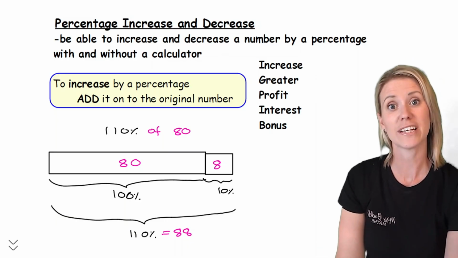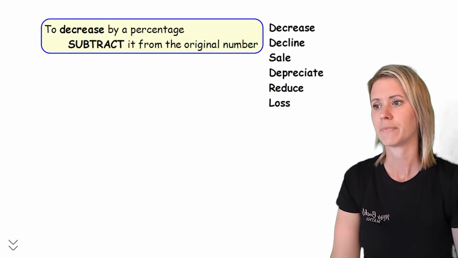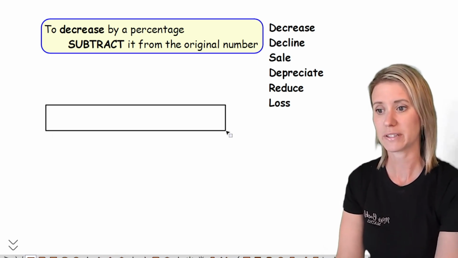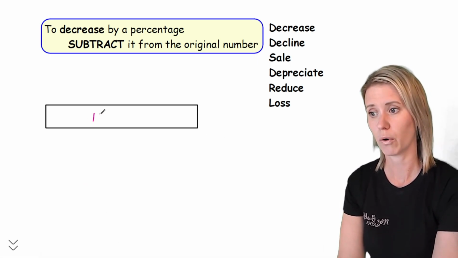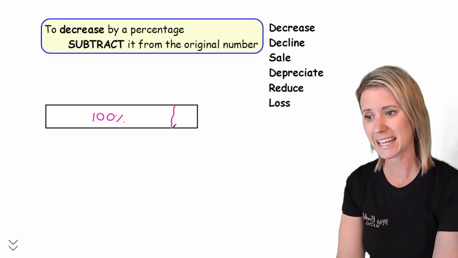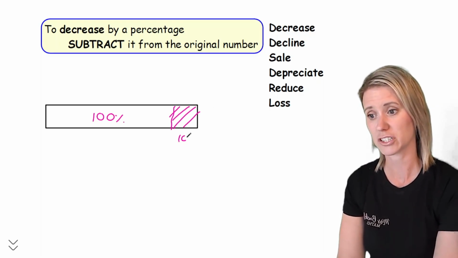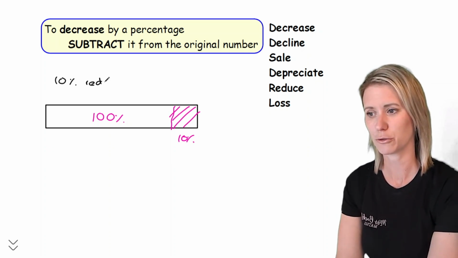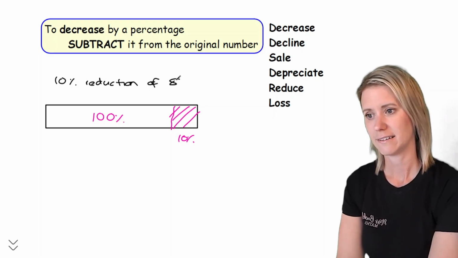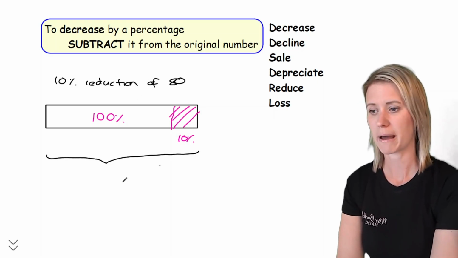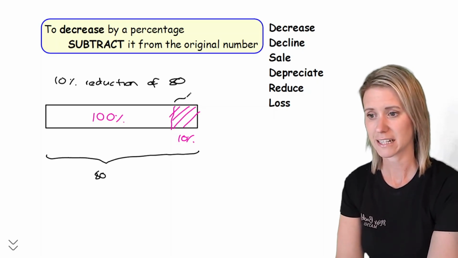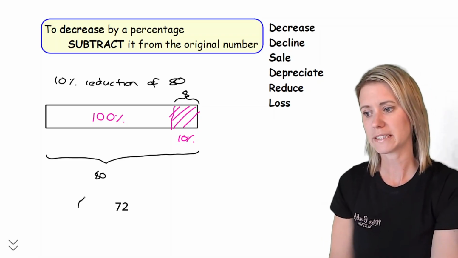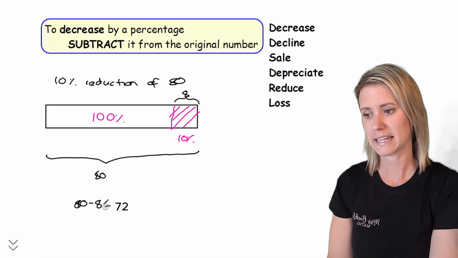But before that, let's have a look at decreasing. What's the principle of decreasing? This time we're going to be subtracting it from the original number. So imagine we had a 10% decrease. We're starting with the original number, the original 100% of the number, but this time we're taking off 10%, for example. We're just going to subtract it away. So if you wanted a 10% reduction or a decrease of 80, 100% of the number, the original amount would be 80. 10% is going to be 8, but this time we're subtracting it. It's being taken away. So we're doing 100%, which is 80, subtract 10%.